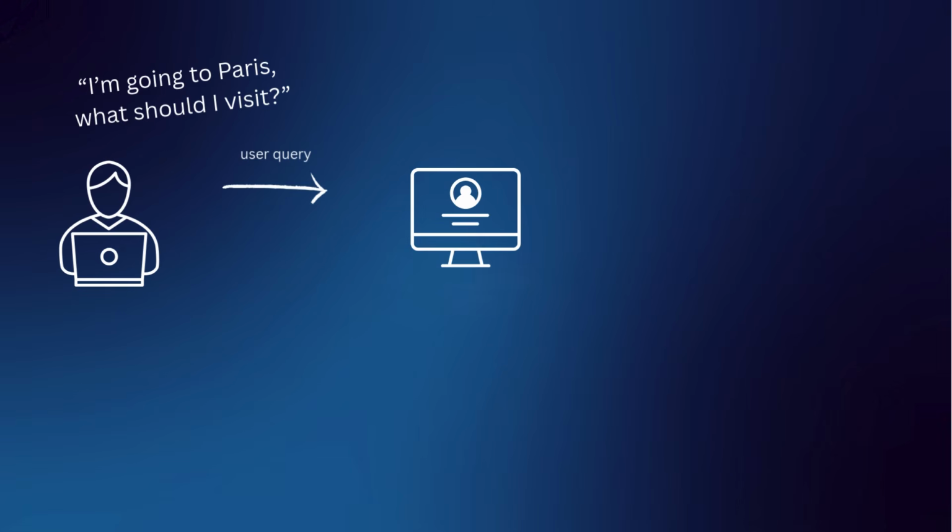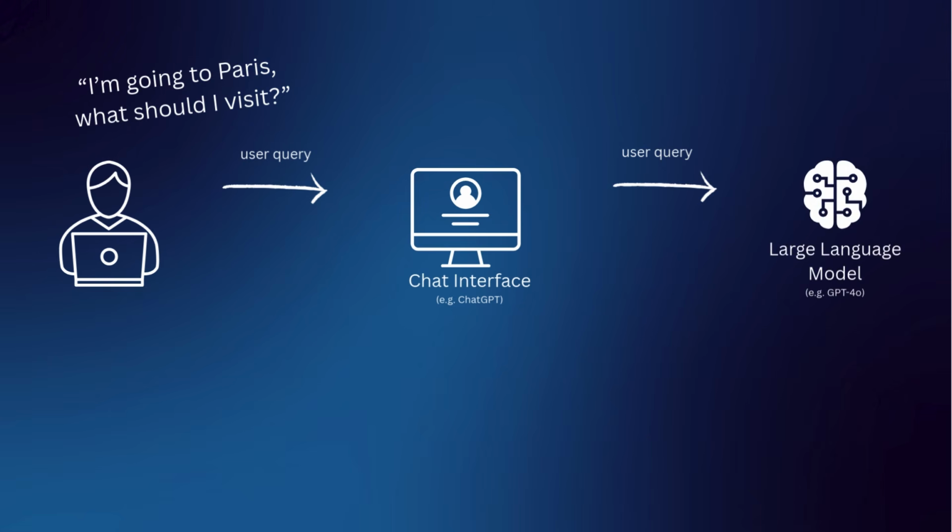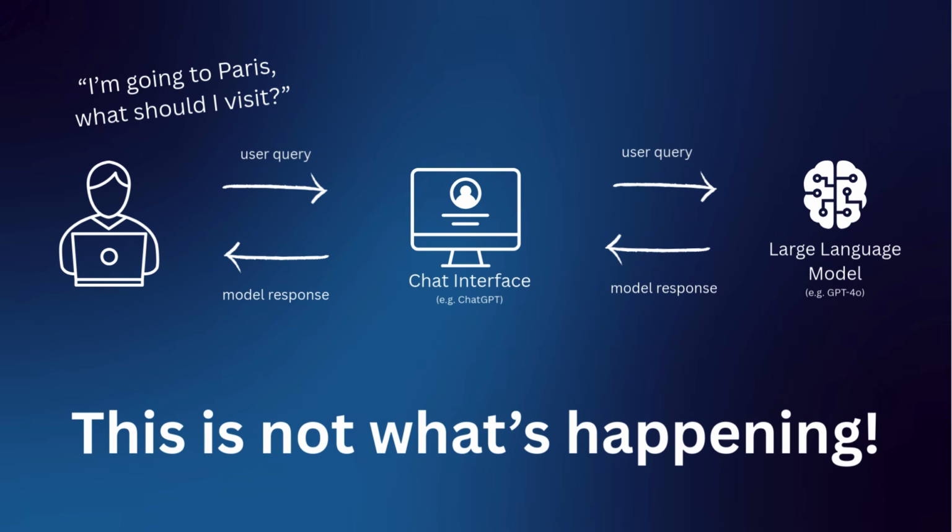And most people think it works like this. You sit down, you think of a query: I'm going to Paris, what should I visit? So you type that into the chat interface, for example, ChatGPT. That gets sent to one of these large language models, GPT-4, GPT-5, whatever. The model responds, and that goes back to the interface, and that's what's shown to you. But this is not what is happening, or at least not all that is happening.